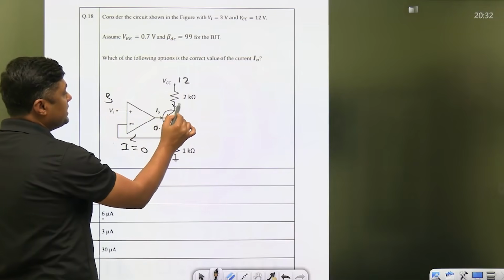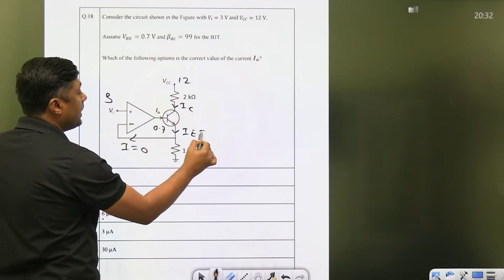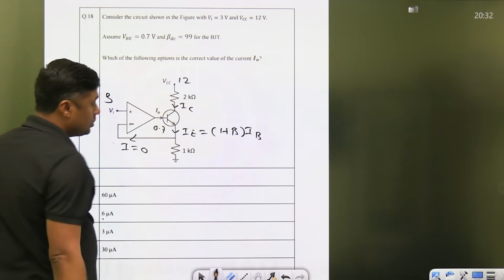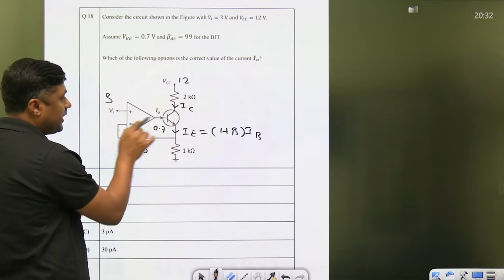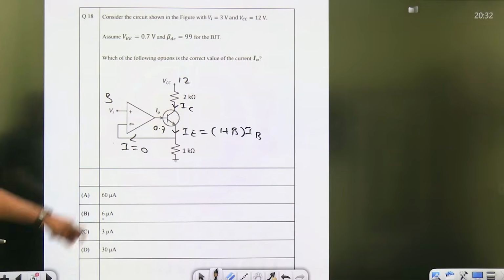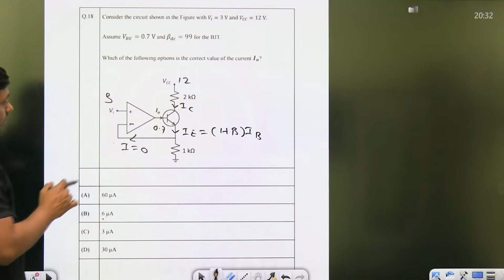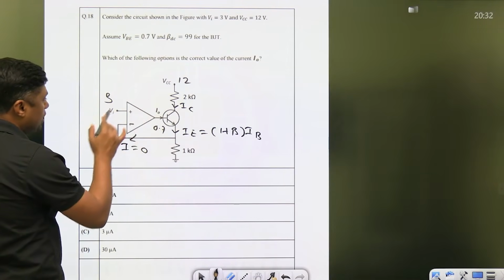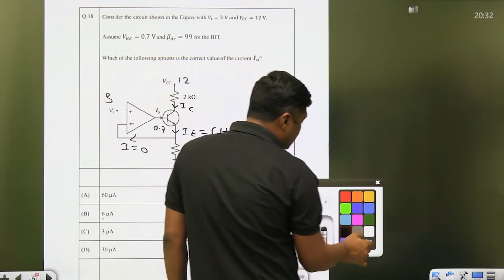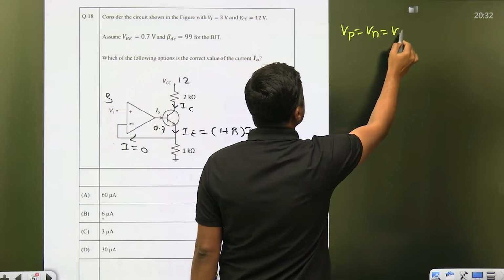So this is the IC, this is the IB, and this current is IE. IE is nothing but 1 plus beta times IB. Once you have the value of IE, you can find the value of I0, which is nothing but IB. Now, what is the role of this 0.7? Nothing. Because there is a negative feedback, you can apply the virtual short concept. According to the virtual short concept, Vp is equal to Vn is equal to Vi, that is 3 volt.